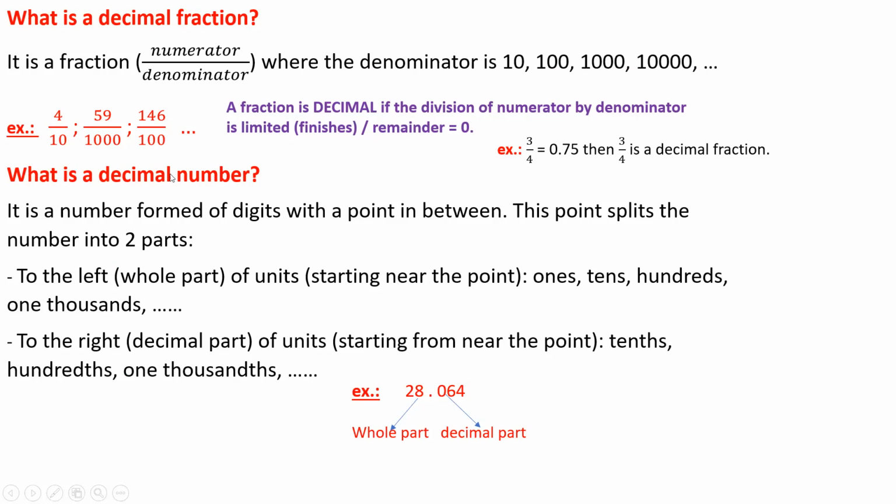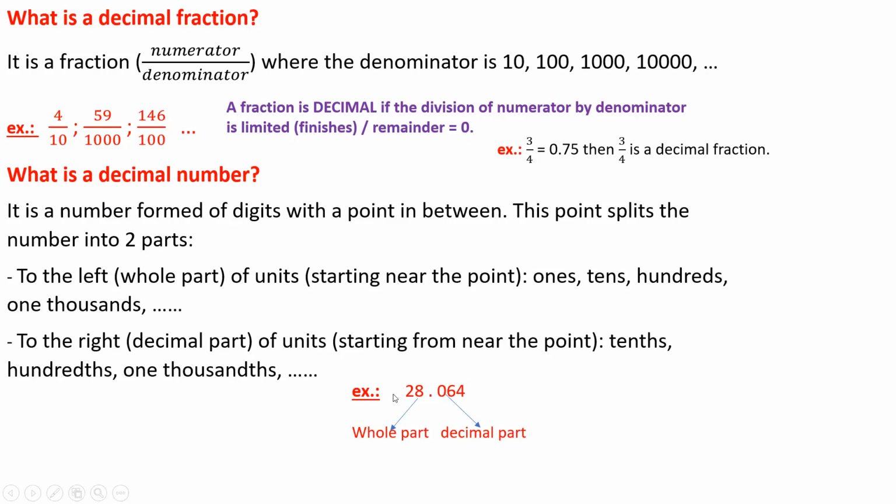Now, what is a decimal number? It is a number formed of digits 0, 1, 2, 3, 4, 5, 6, 7, 8, 9, with a point in between. This point splits the number into two parts. To the left, we have the whole part of units, starting from near the point: ones, tens, hundreds, 1000, etc. To the right, in the decimal part, the units starting near the point are tenth, hundredth, 1000th.